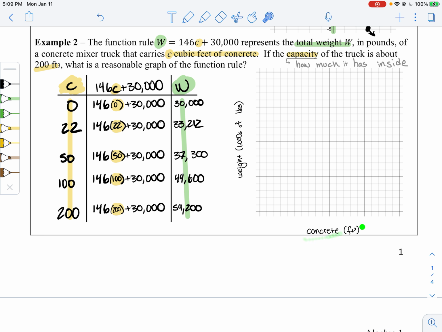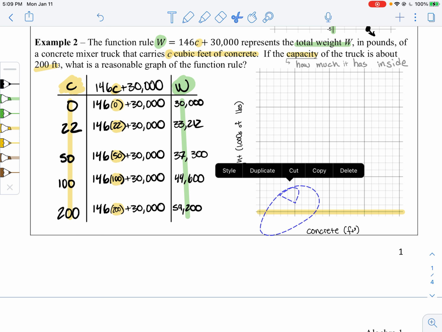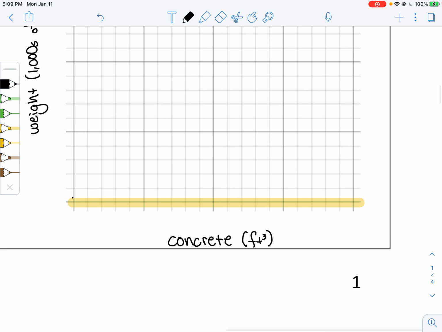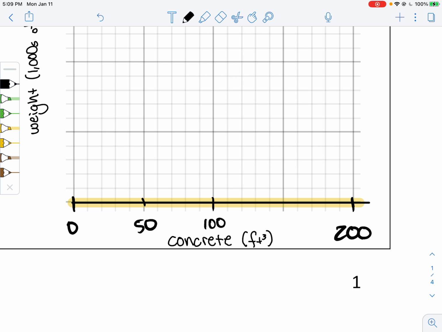So the volume of concrete is going to go along our x-axis. Actually, in this case, it is our c-axis. So we need to make some labels that go with the values in our table. It goes from 0 to 200. So let's make our graph go from 0 all the way to 200, which means this will be 100 and this will be 50. Boom, we've got a nice axis going on here.